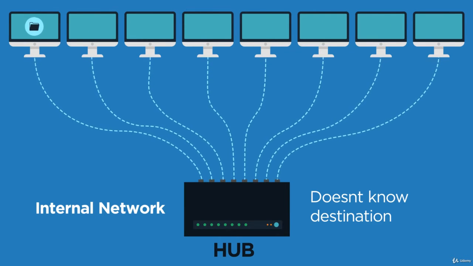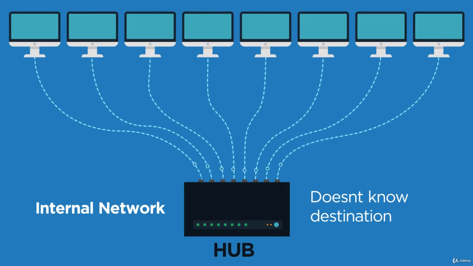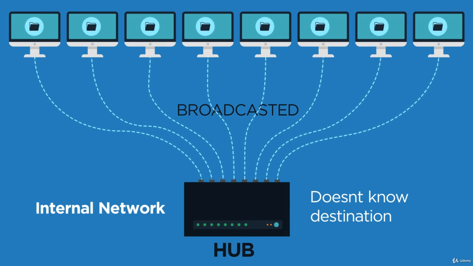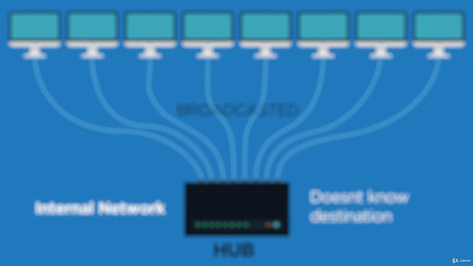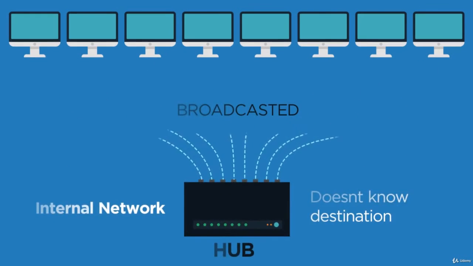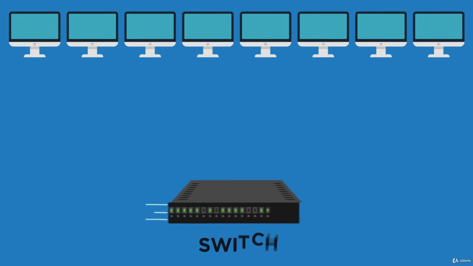So if PC1 sends a message to PC3, the message will be broadcast by the hub to all the devices that are connected to the hub. It creates security issues, unnecessary traffic, wastage of bandwidth, etc. That's why switches are preferred over hubs.